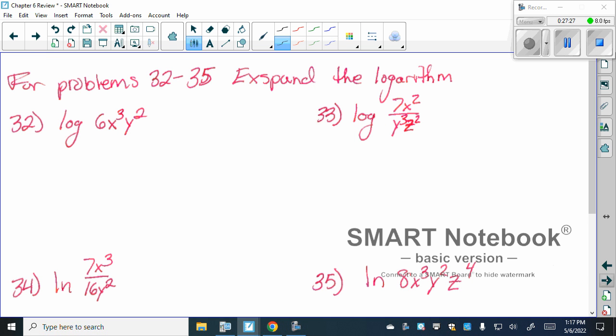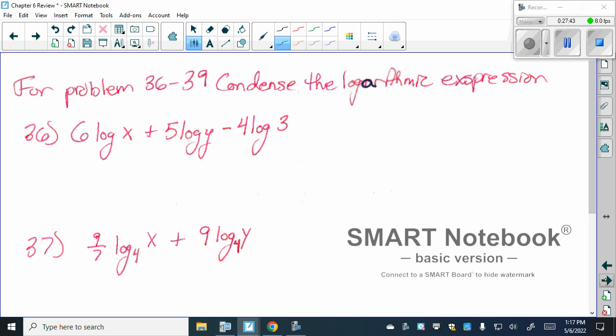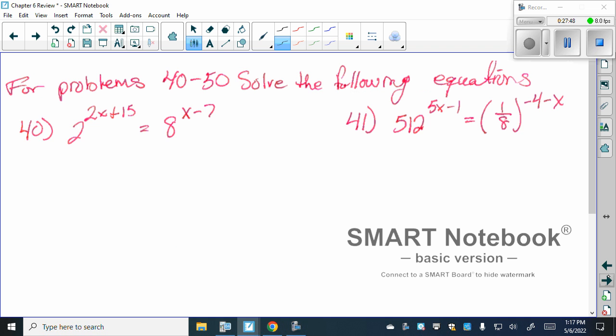All right, so we're going to look at 32 through 35 next, which these are some of y'all's favorite problems from this section, yes? By the way, none of these are on the test. 36 through 39, not on the test. So the expanding and condensing are not on the test. It's not so much that they're more tedious than they are anything else. So all those problems are gone.